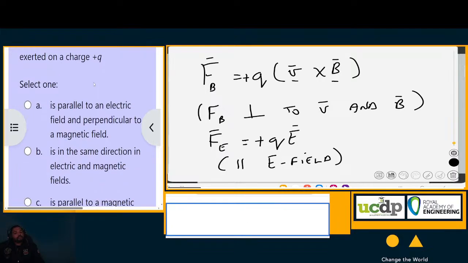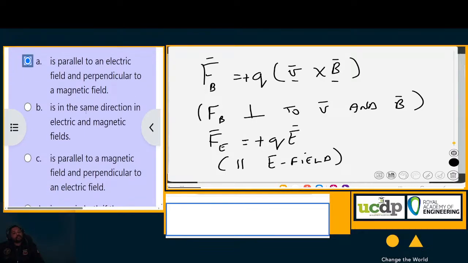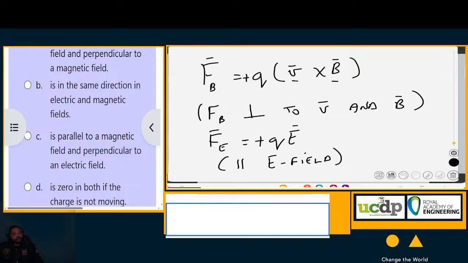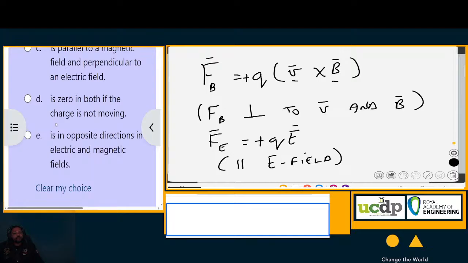The force exerted on a charge Q is parallel to an electric field and perpendicular to the magnetic field. Yes, that is correct. It's in the same direction in the electric and magnetic field. No, that is incorrect. It is parallel to the magnetic field. No, it's perpendicular to the magnetic field. It is zero if the charge is not moving. No, the electric field does not require the charge to move.